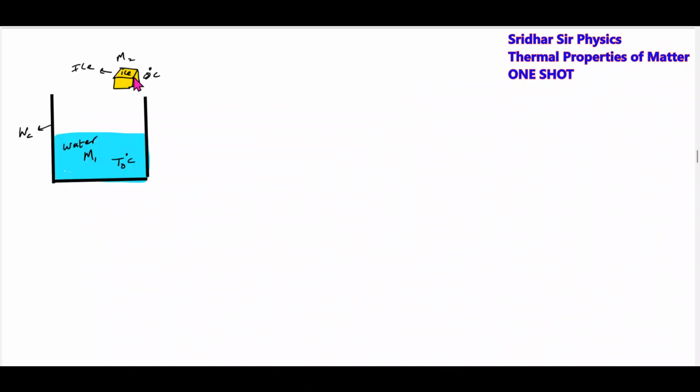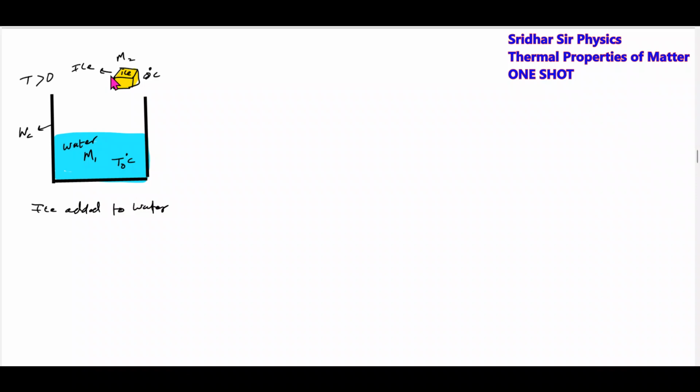Next, just some amount of ice added to water. Finally, what will happen? How much of the ice will melt? How much water will be present? That we have to determine. Now, T is greater than 0 degrees Celsius. The temperature of the water is greater than 0 degrees, let it be 10 or 5 degrees Celsius.